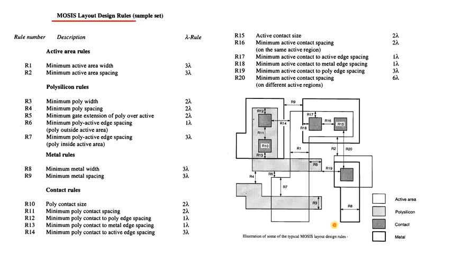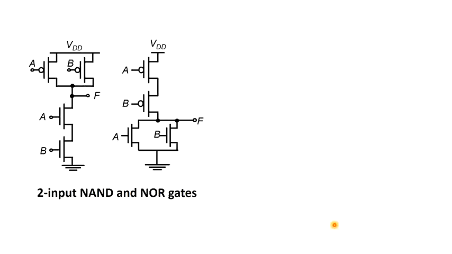So far we have discussed the layout of only a CMOS inverter, where we have one NMOS and one PMOS. What will happen if we have more than one NMOS and PMOS? For example, in case of a 2-input NAND or NOR gate, as you can see here, for this case, two PMOS are in parallel and two NMOS are in series. However, for this case, two PMOS are in series and two NMOS are in parallel.